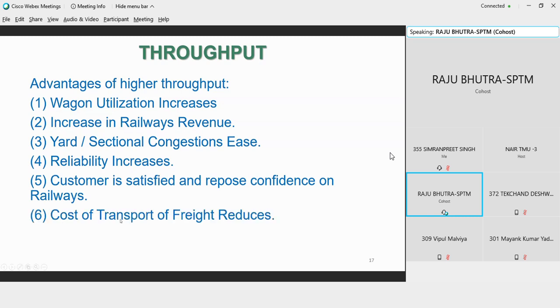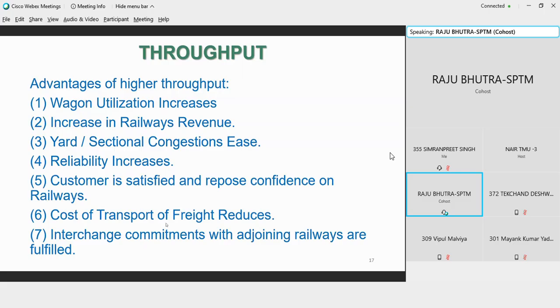The cost of transport of freight reduces. Since we are carrying more number of goods, our mobility is improving and that will reduce the average cost of transport. As the mobility improves, the average cost of transport reduces.